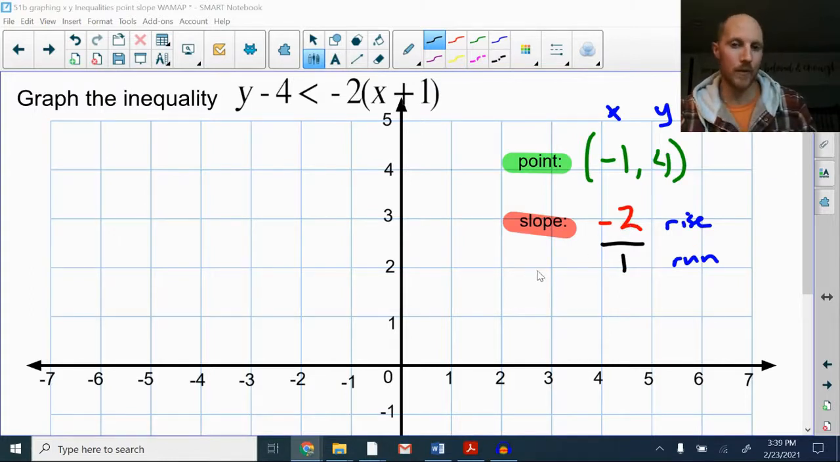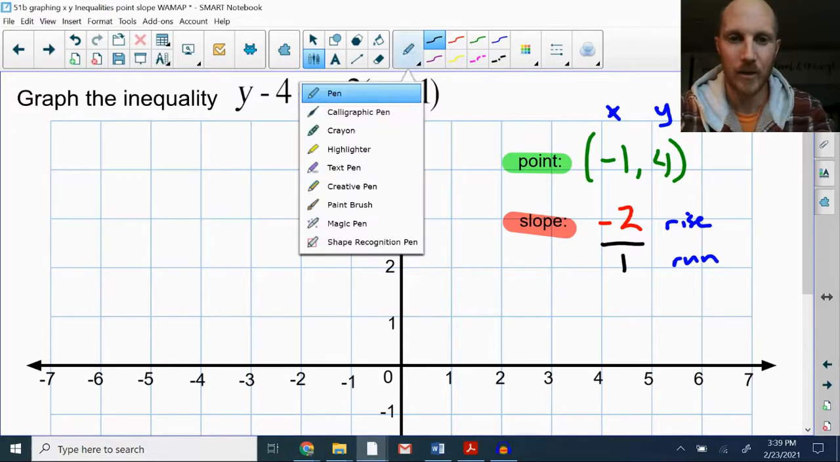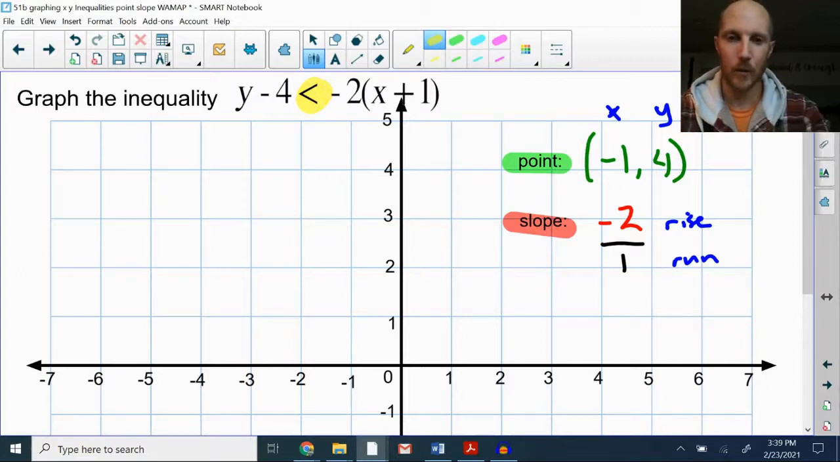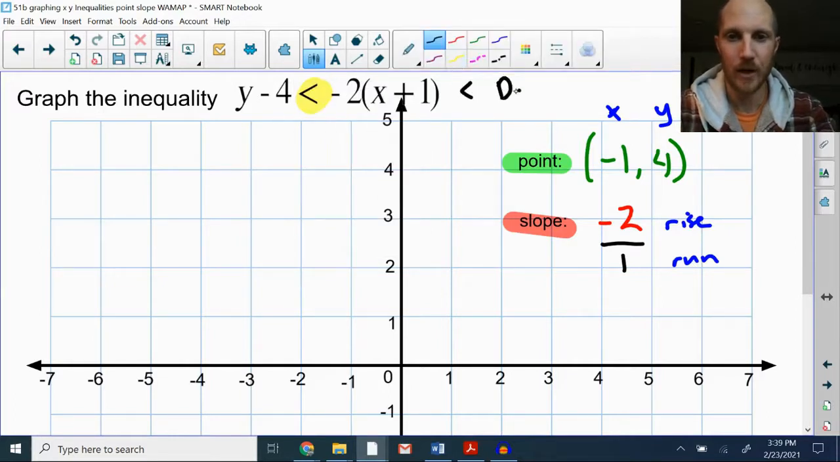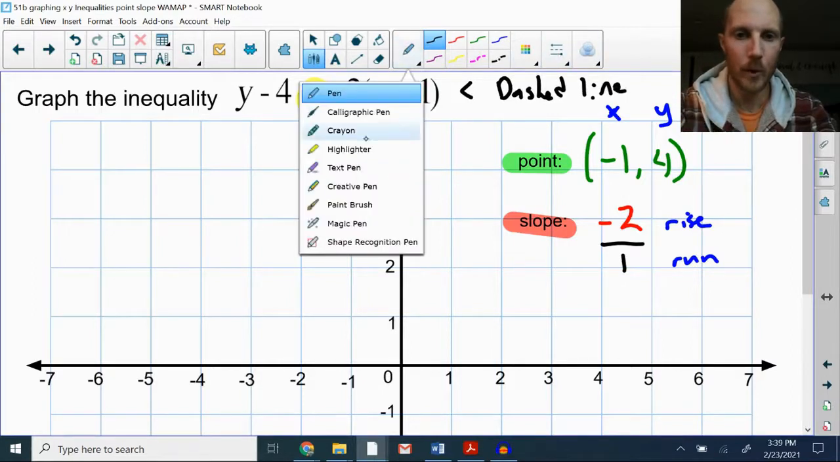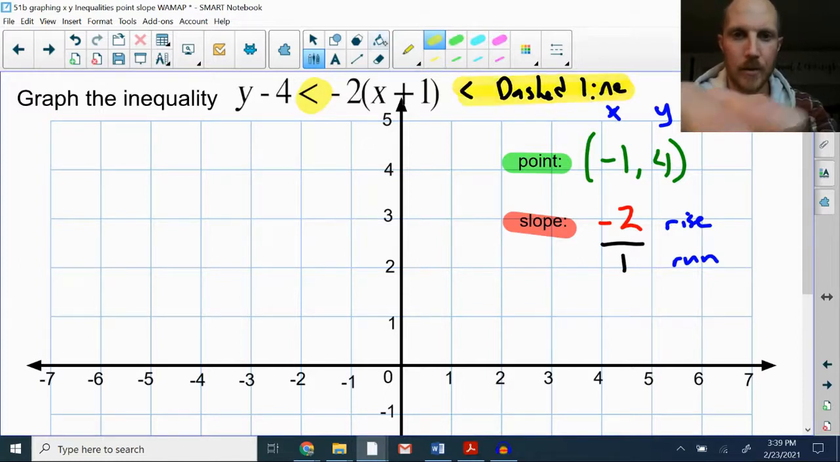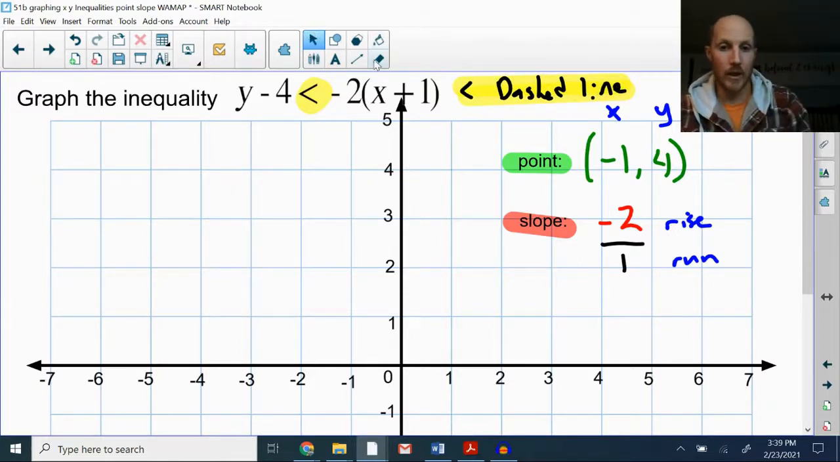So before we graph a line on here, the first thing we've got to do is decide what type of line style to use. And so we're going to look at this inequality symbol, less than. Okay, we don't care which way it's opening or pointing, but it is not "or equal to." Right? It's just less than. There's not an equal sign in part of the symbol, and that means we're going to use a dashed line. I'll go ahead and highlight that to match in yellow.